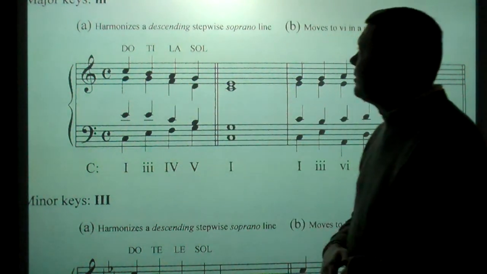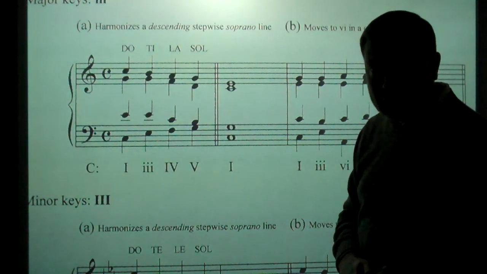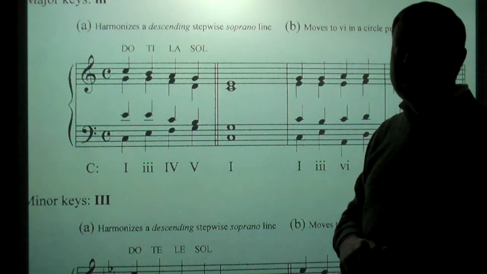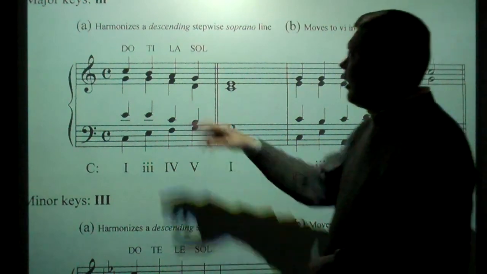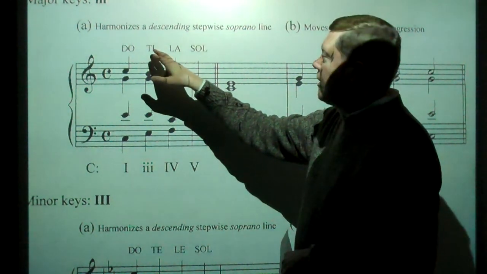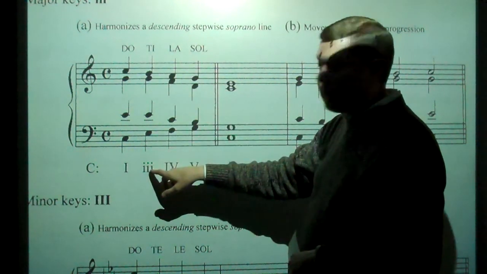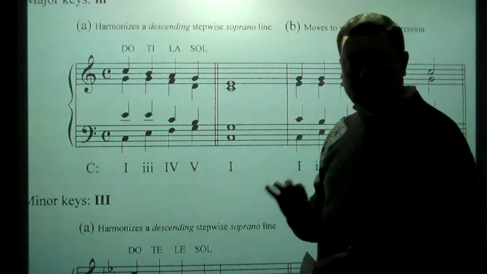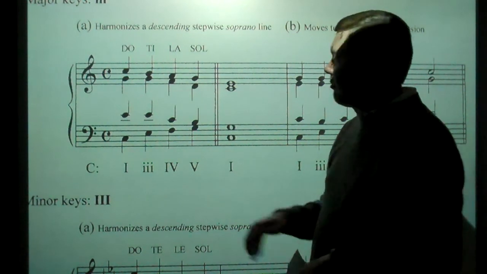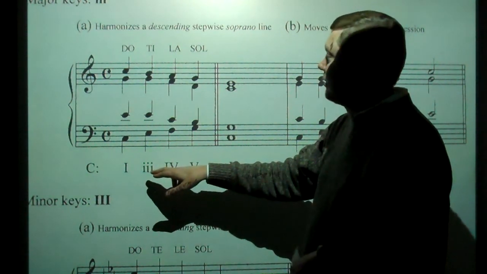When you have a descending soprano line, that is a descending line in the highest voice, Ti in that descending soprano line, or scale degree 7, can be harmonized with a 3 chord. And that is one of the very good uses for a 3 chord, and so I have used that in this example.